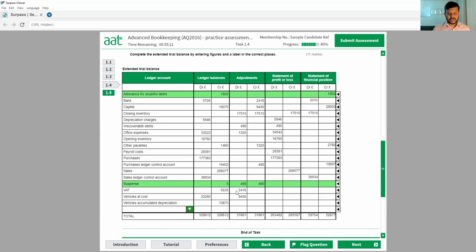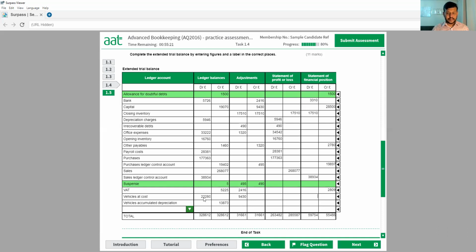5225 minus 2416. And VAT is a liability. Now, if the debit side is higher, it could be an asset as well. It depends which side is higher. So for this question, we can see the credit side is higher than the debit. So it is a liability. So it will be credit 2809. Very well done.